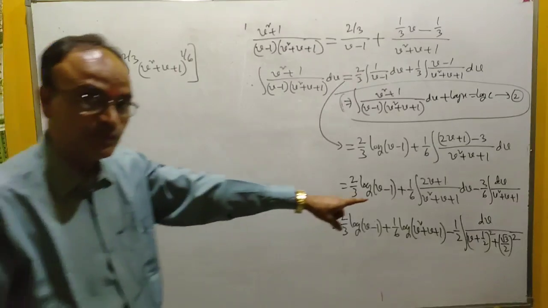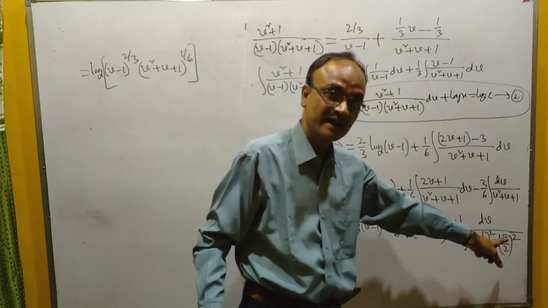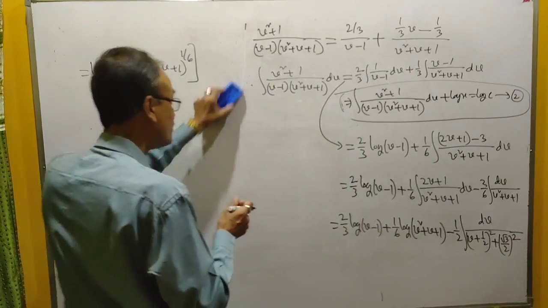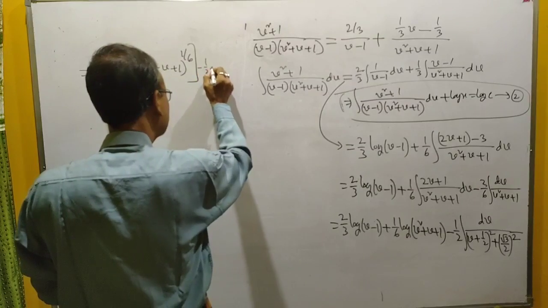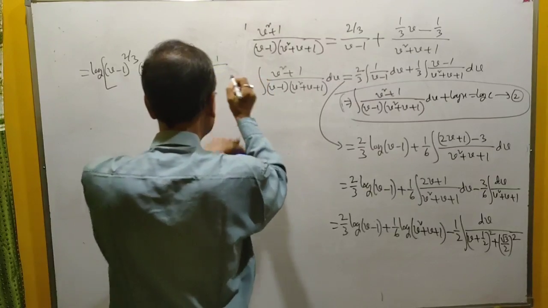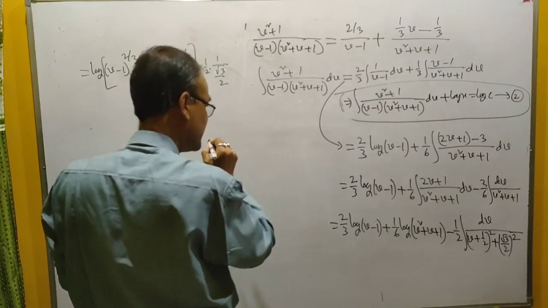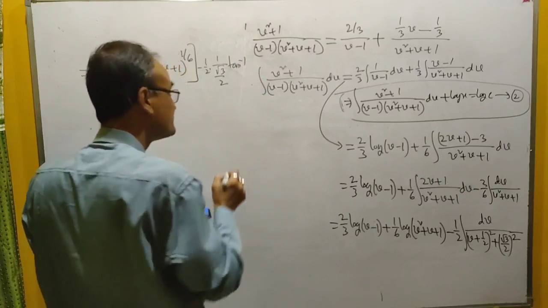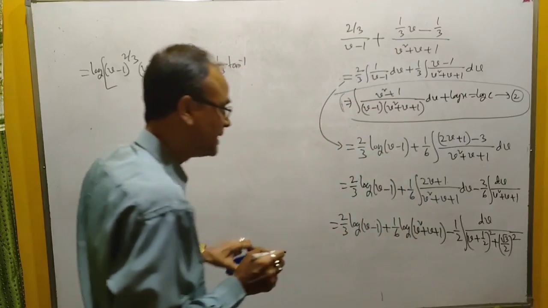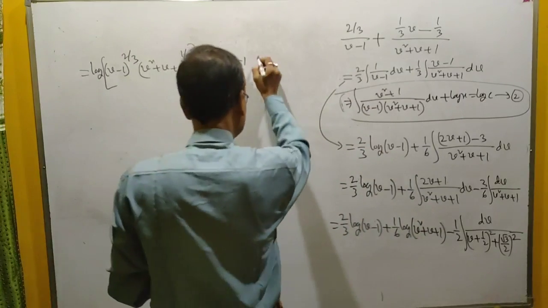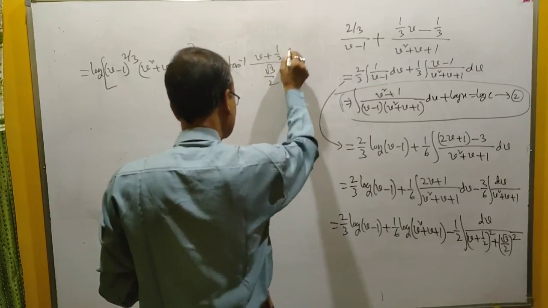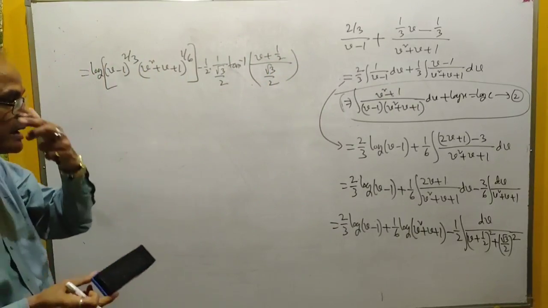What is this? It is of the form 1 by x square plus a square. The integration is 1 by a tan inverse x by a. Here, minus half, 1 by a, 1 by root 3 by 2, tan inverse x by a, b plus half divided by root 3 by 2. Then you will get this one.